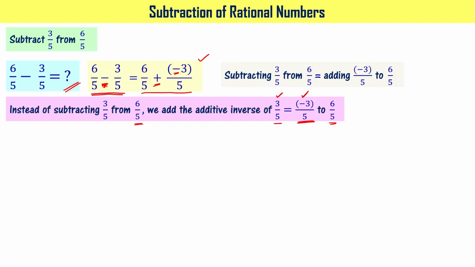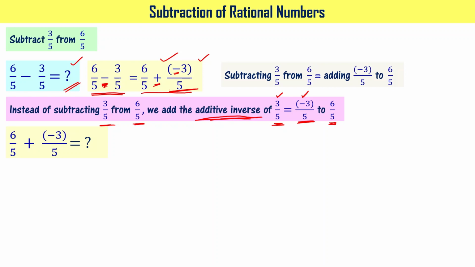So instead of subtracting 3 by 5 from 6 by 5, what we have done is we are adding the additive inverse of 3 by 5 to 6 by 5, right? It has become an addition problem now. We started with a subtraction problem, but now it has become an addition problem. There, instead of subtracting 3 by 5, we are adding minus 3 by 5, which is the additive inverse of 3 by 5. Please note this. So I can now say that 6 by 5 plus minus 3 by 5 is what?